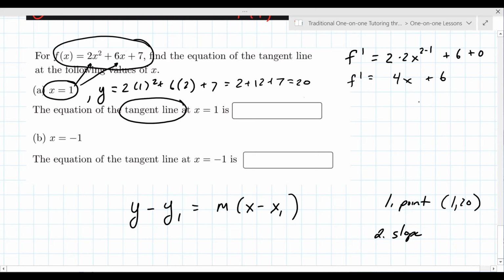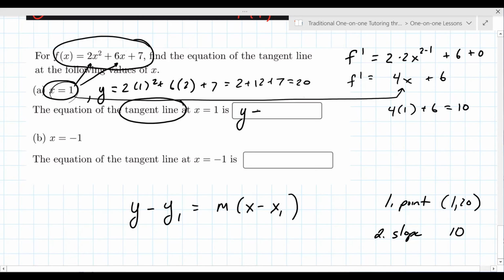Your slope comes from the derivative. That's really important to associate: slope, derivative, rate of change. They're all the same. So you take that x value and plug it into the derivative. It's 4 times 1 plus 6, which is 10. So your slope is 10. So the equation of your tangent line is y minus y1 equals your slope, which comes from the derivative, 10, times x minus 1.